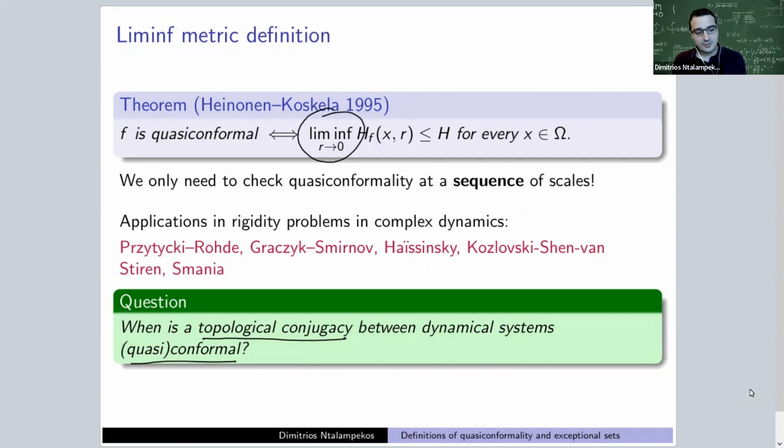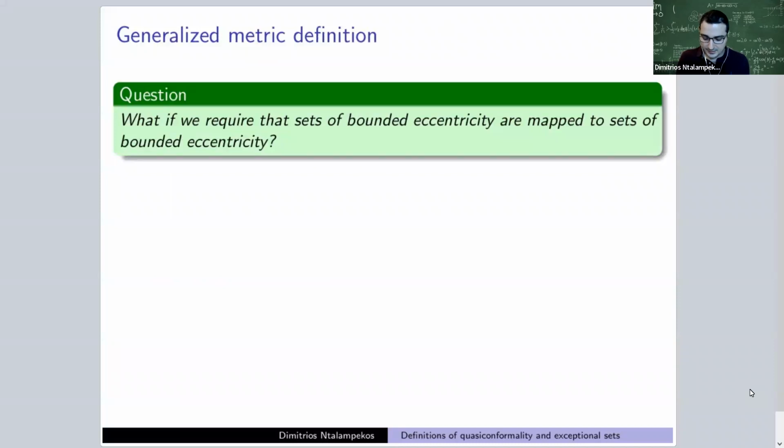Now, a natural question that arises from this definition of quasi-conformality is whether we can make it more symmetric. So this definition, again, requires that balls get mapped to bounded shapes. But the question is, can we make it more symmetric and instead require that sets of bounded eccentricity are getting mapped to sets of bounded eccentricity?